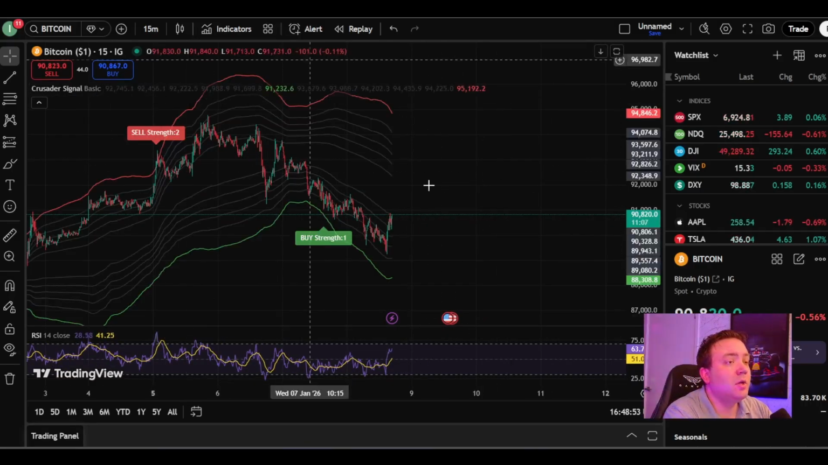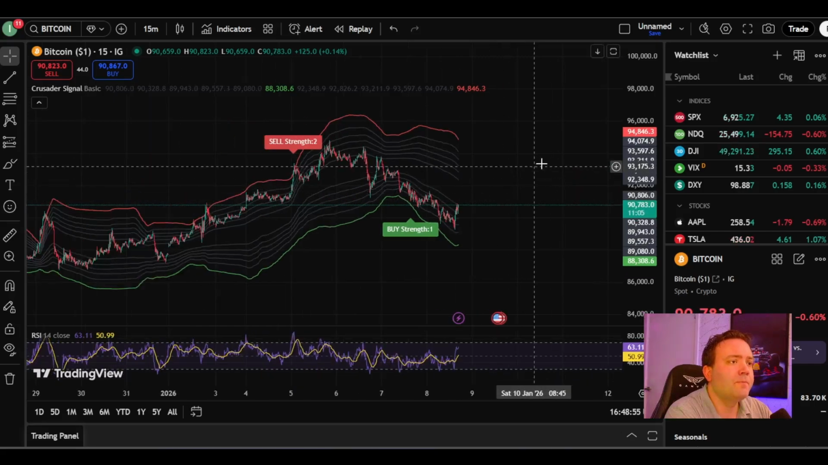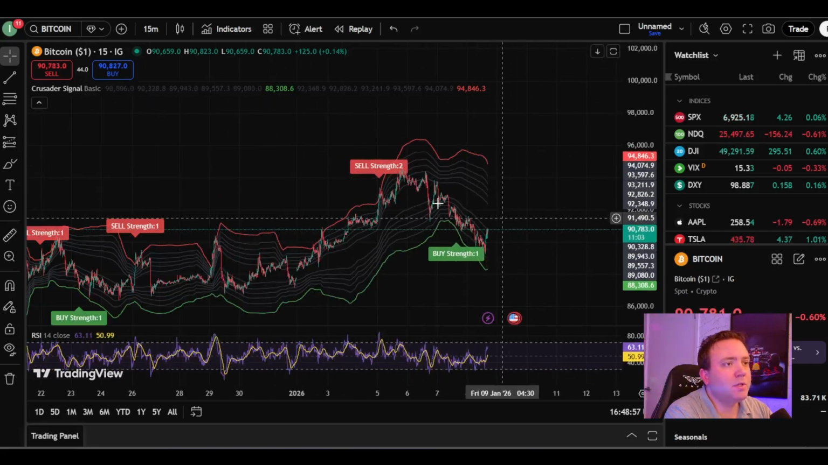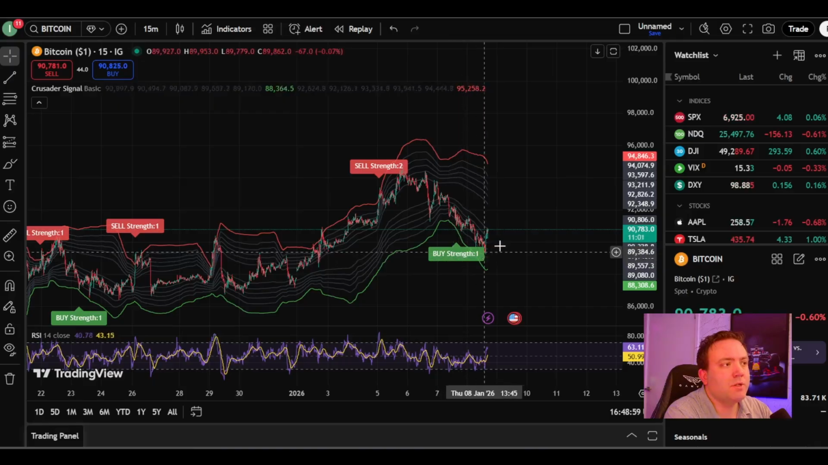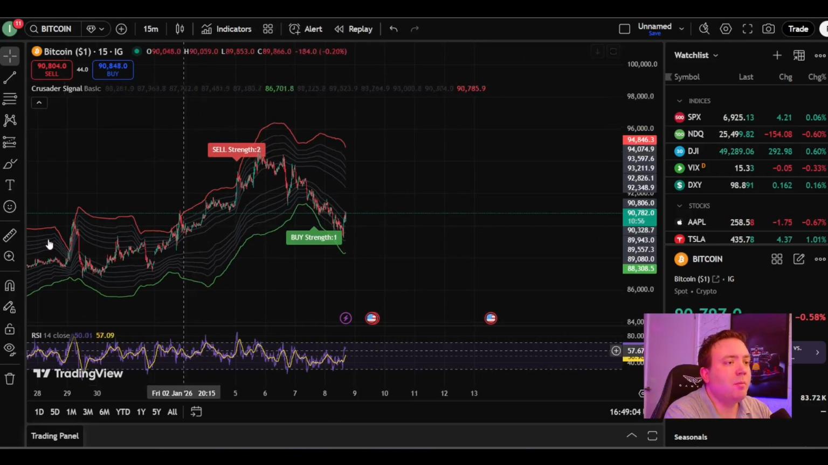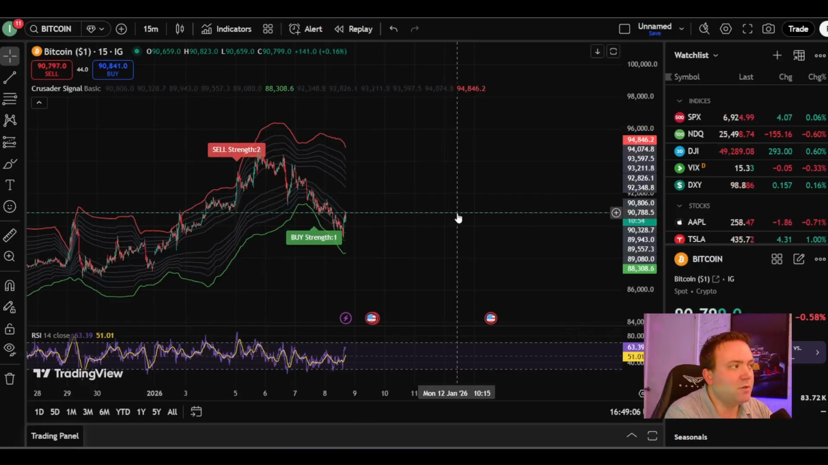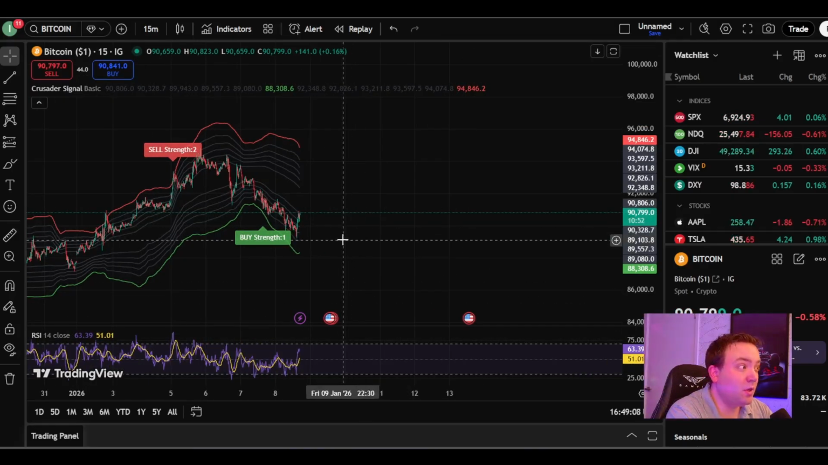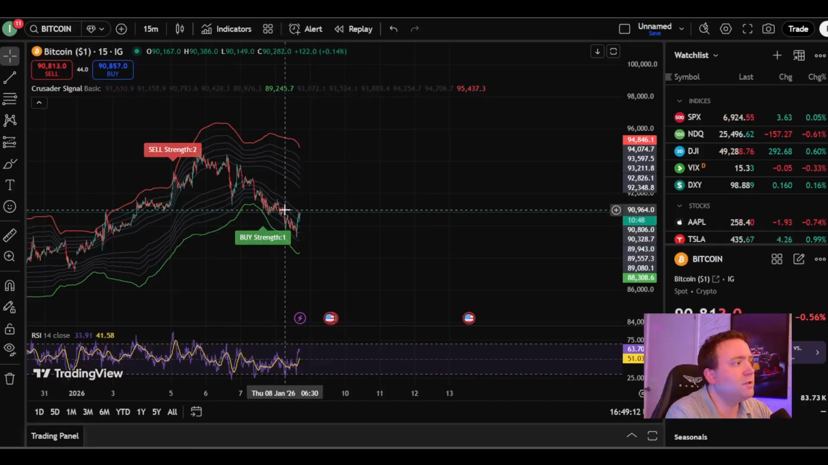That's where indicators like this come into play. You can see it's showing sell strength, it's showing buy strength. It basically tells you where to buy, where to sell. It does this because it combines a lot of different indicators. And I don't use a lot of indicators myself because it becomes very tedious and a lot of work. So I love this indicator.